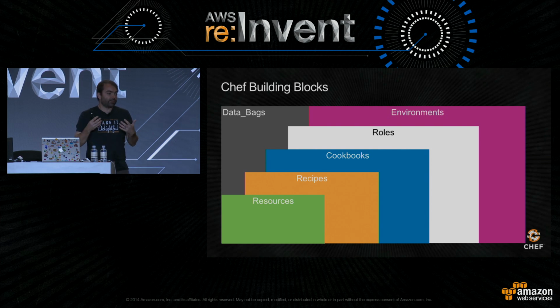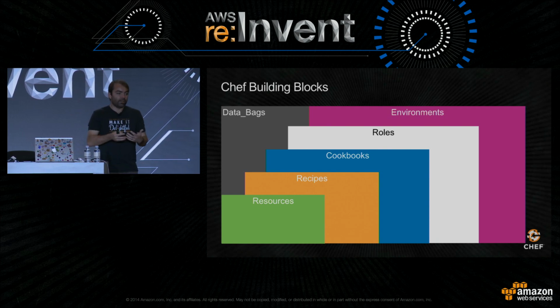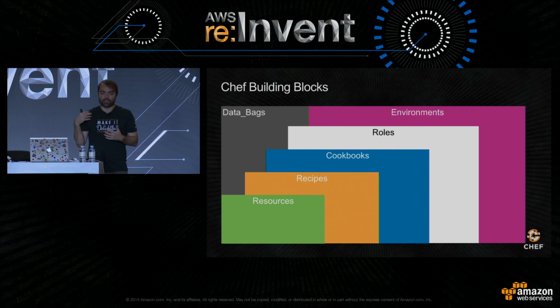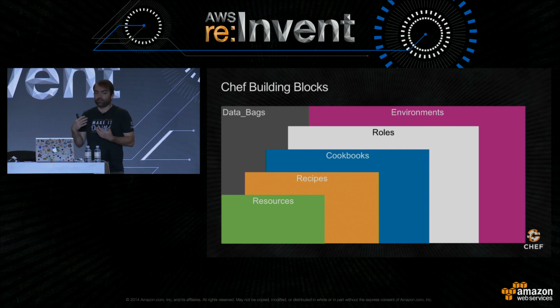So data bags are somewhat of an abstract thing to explain, but when you understand what they do, they're really, really powerful. It's essentially just a JSON object store or a data store. So you can put arbitrary JSON formatted data in there, and you can retrieve it and use it. And I'll show you an example of how you can actually use those, actually 2 examples.